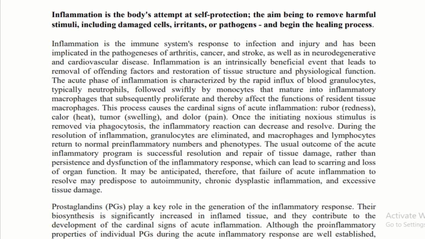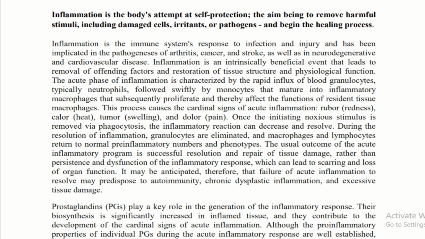Inflammation is an intrinsically beneficial event that leads to removal of the offending factor and restoration of tissue structure and physiological function. The acute phase of inflammation is characterized by the rapid influx of blood granulocytes, typically neutrophils, followed swiftly by monocytes that mature into inflammatory macrophages that subsequently proliferate and thereby affect the function of resident tissue macrophages.